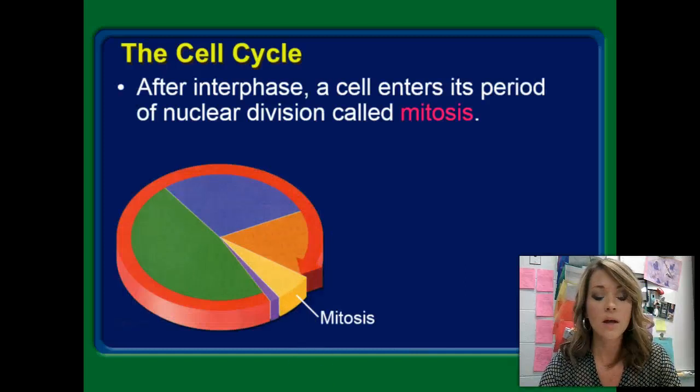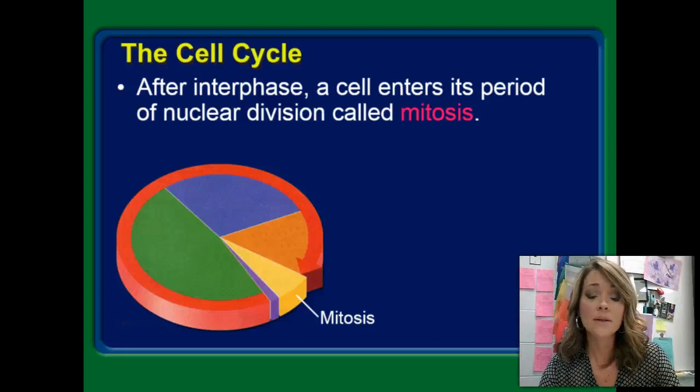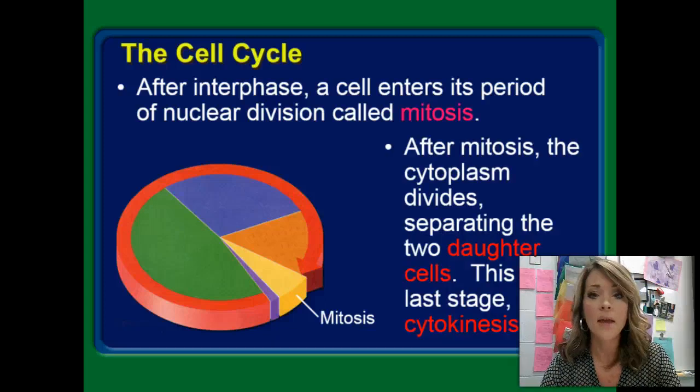Mitosis is this little yellow shaped wedge right there, and again it's divided into four sections because it's a cell division, but it's actually a very short period of the cell's life. After that, the third main stage is going to be cytokinesis, and that's represented by this purple wedge here. And cytokinesis is where the cytoplasm divides, the cells completely divide. You end up with your two new daughter cells from the original parent cell.